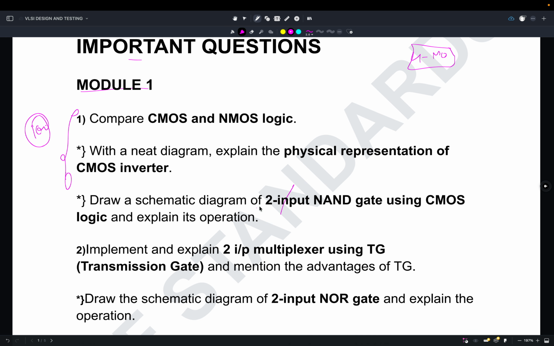Okay, draw a schematic diagram of a 2-input NAND gate using CMOS logic and explain its operation. It's very important. Of these 3 questions, most of the time only 2 questions are going to come in exams, but also just read once. In these very important questions, they can ask for 7 marks. If a 10-mark question comes, they are not going to ask the problem. So everyone, please don't mug up any problems. Of these 3 questions, 1 question is going to come on an exam for 7 marks.